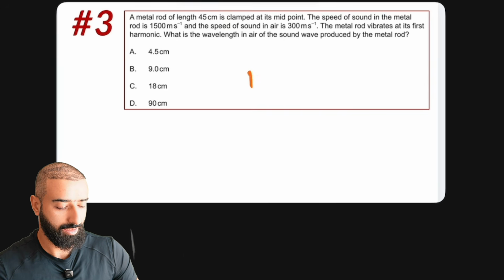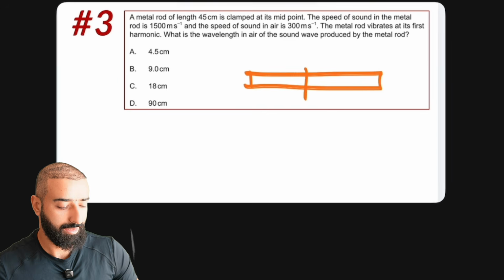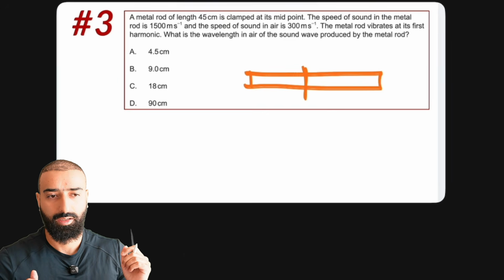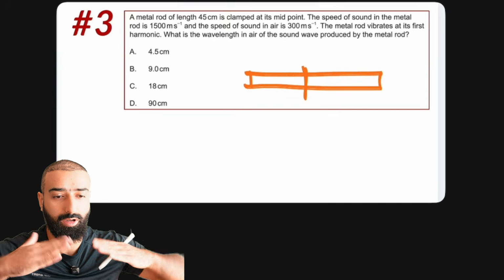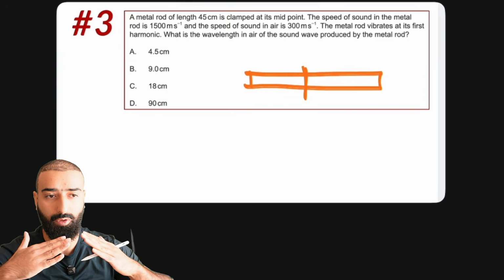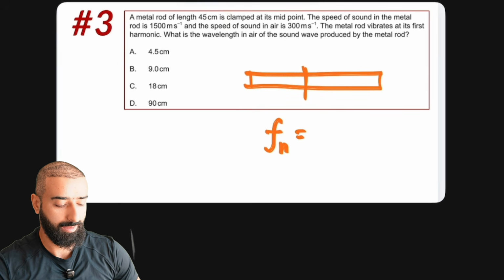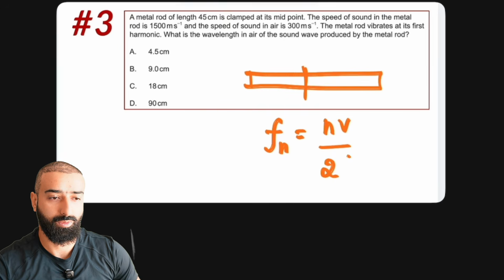Alright, so here is a metal rod. It's clamped at the center. What kind of system is this? Is this symmetric or non-symmetric? This is symmetric. Both ends of the rod are free to vibrate back and forth. So it's a symmetric system, and the equation would be F_n is nV over 2L.